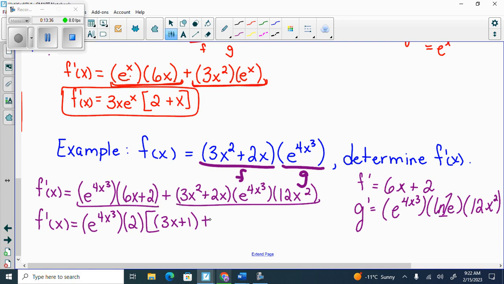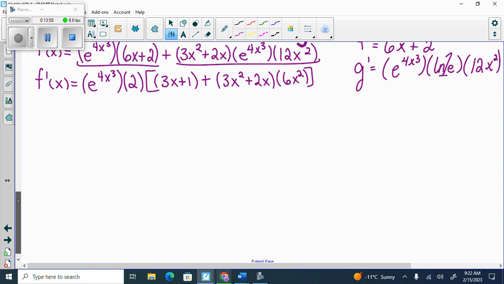And then I take an e to the 4x cubed out, so that's gone in the second bracket. And then I take a 2 out, which comes out of the 12x squared. So this whole bracket stays the exact same. I can't do anything to it, right? So I'm going to get 3x squared plus 2x. And then out of the 12x squared, I can take a 2. So what am I left with? 6x squared. And I'm not done.